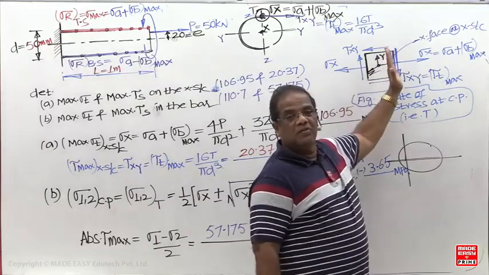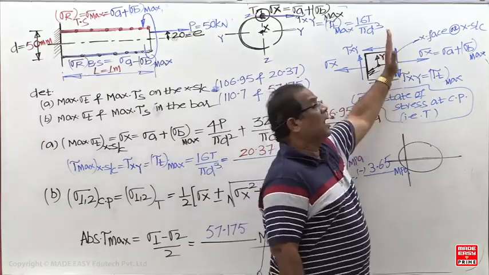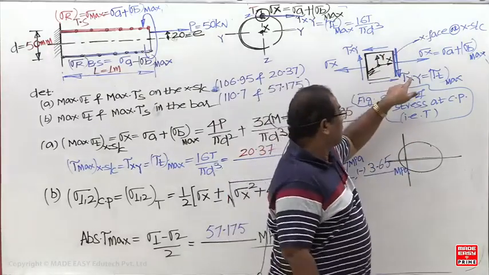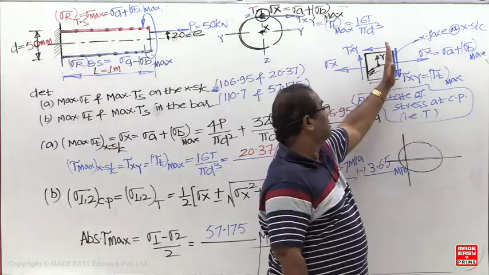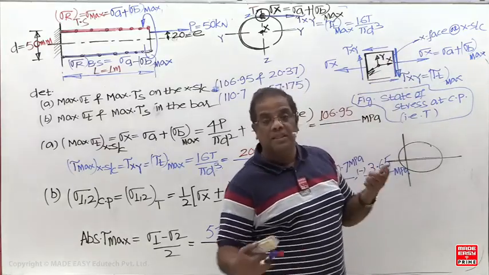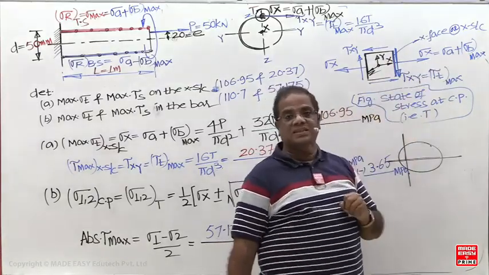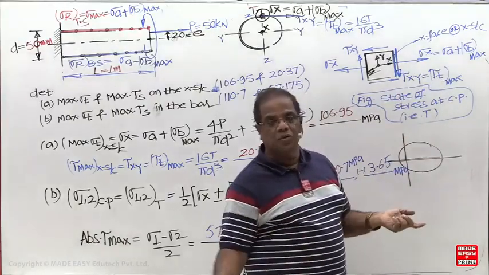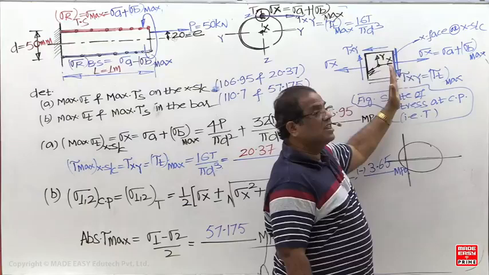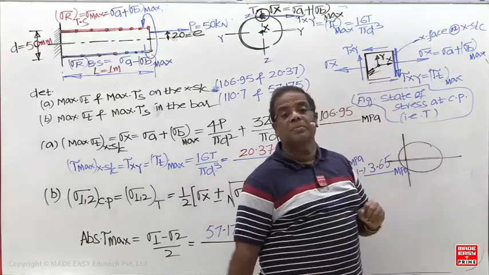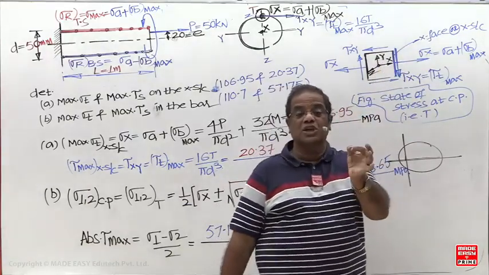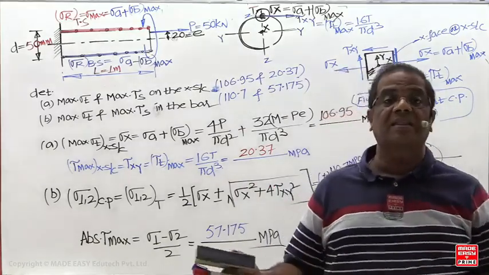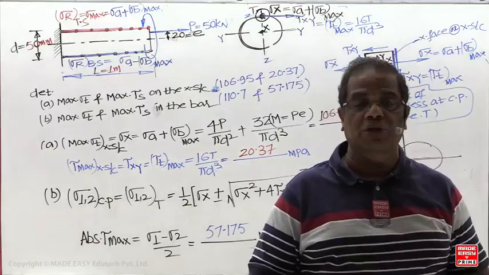On the cross section, you are going to get a maximum normal stress if it is a principal plane. Suppose tau xy is 0, then the cross section will become a principal plane, and this will become the maximum tensile stress. So on the cross section, you get a maximum normal stress when there is no shear stress, that is, when there is no twist moment and when there is no shear force.